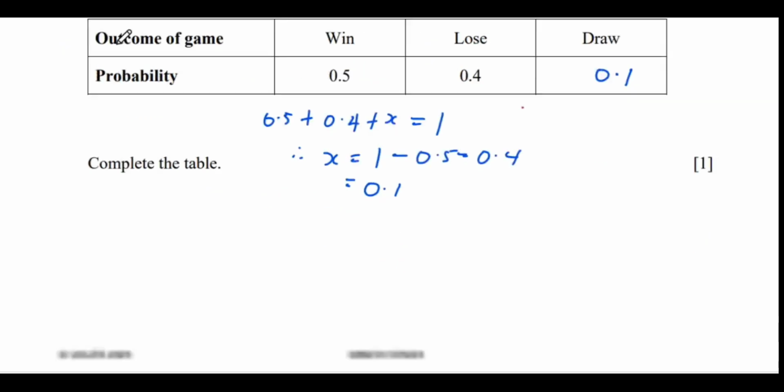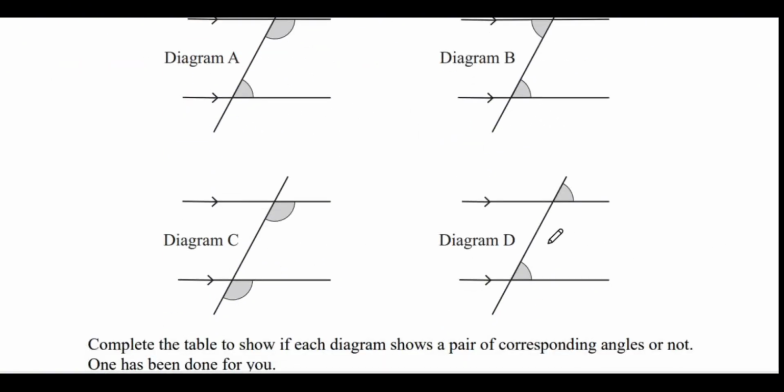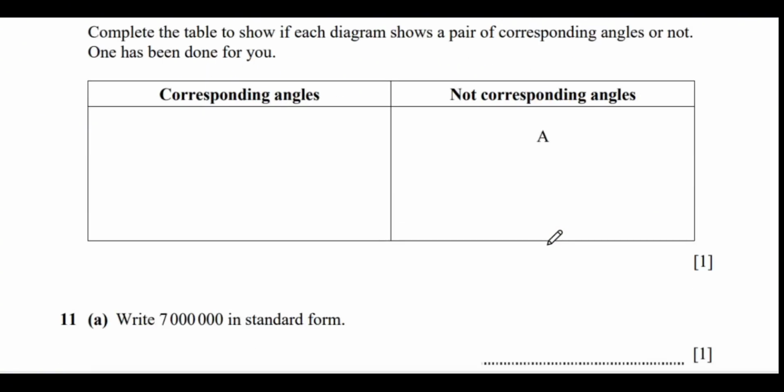Okay, so move to the next question. They say each diagram shows a pair of angles on parallel lines. Okay, so we have diagram A, diagram B, diagram C, and diagram D. They now ask us to complete the table to show if each diagram shows a pair of corresponding angles or not. One has been done for you. So we should write which of the diagrams is a corresponding angle, and the ones that are not corresponding angles, we should write here.